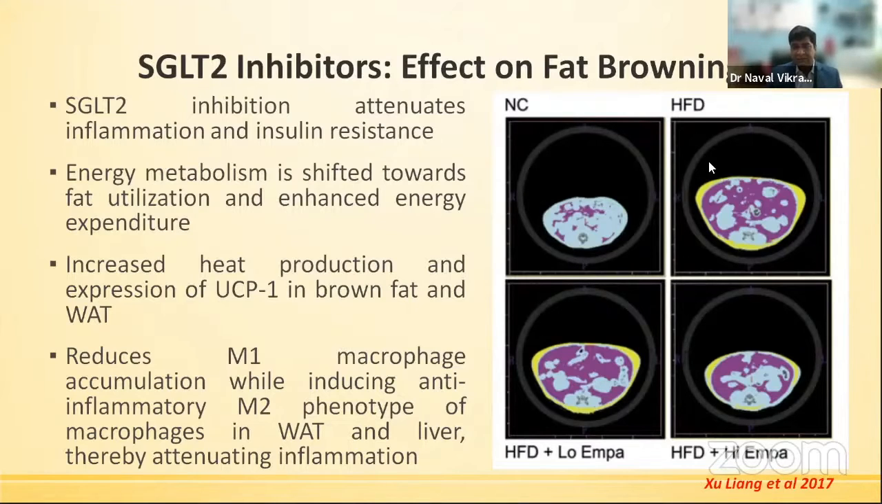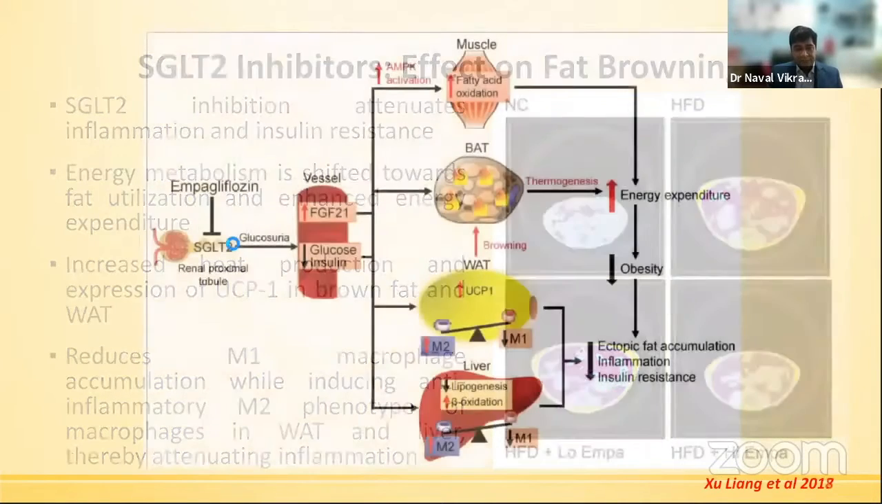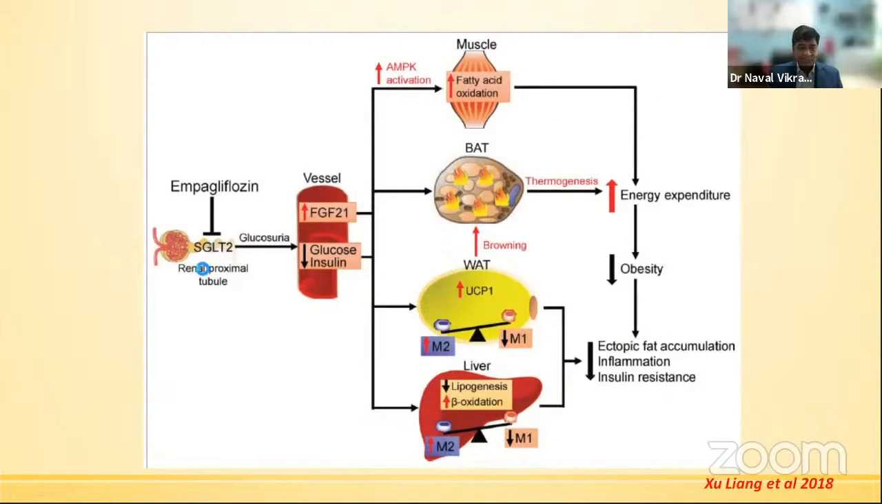And this figure here shows the normal controls, high-fat diet, this is mice, high-fat diet plus low empagliflozin and high-fat diet plus high empagliflozin. And we see here that there is decrease in the abdominal fat. Various mechanisms by which SGLT2 can act: increase FGF21, as I mentioned, it's an important factor, by decreasing glucose, insulin, fatty acid oxidation, increased thermogenesis, and increased beta oxidation. So all this may act by all these methods.